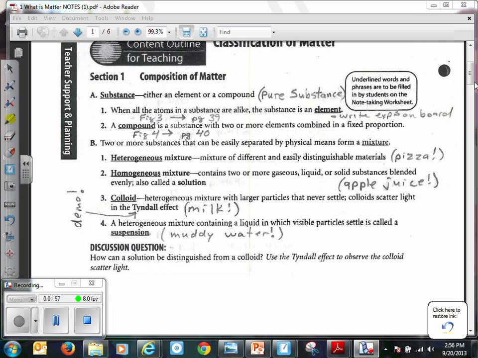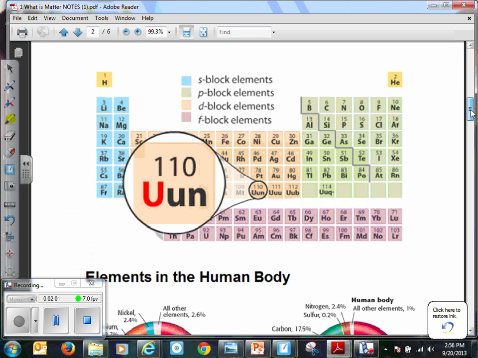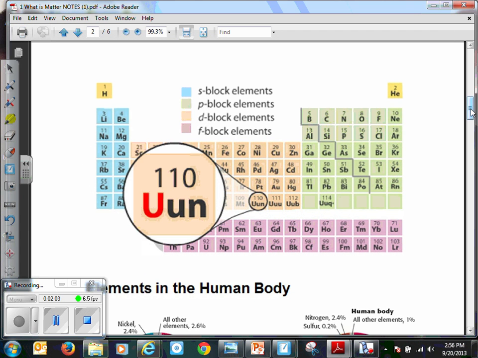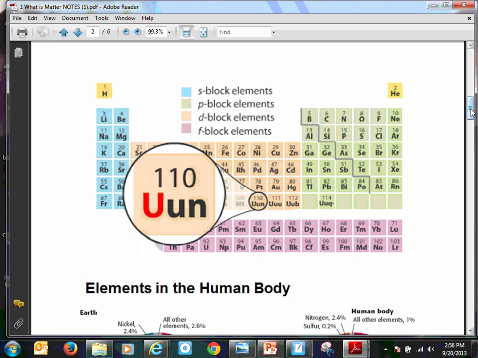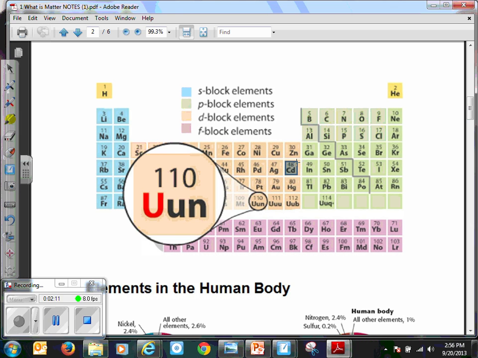Okay, so if you look at their pictures here, this here is the periodic chart, and each symbol here on the periodic chart is an atomic symbol. Okay, so that would be a pure substance.